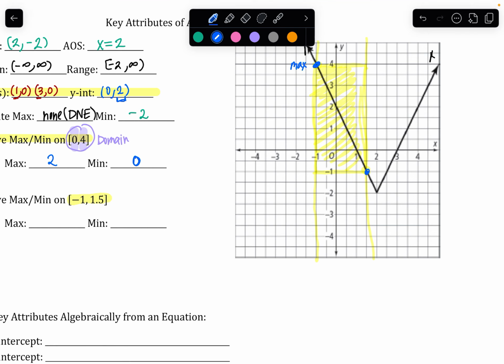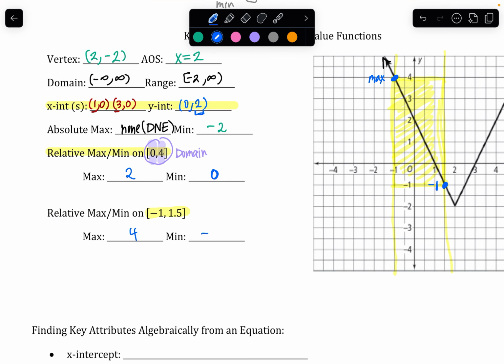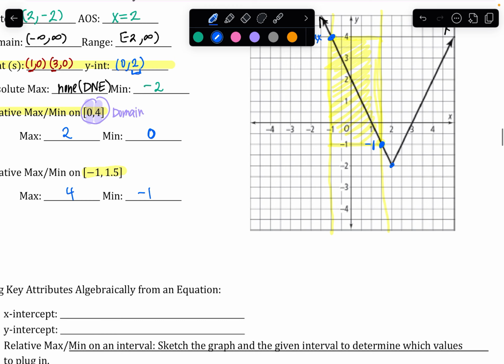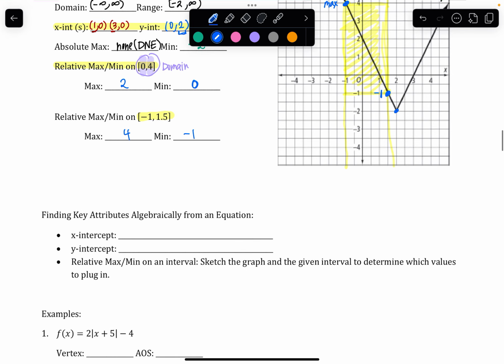And my minimum is -1. And so it's important to know where your vertex is on this interval. Sometimes it's the endpoints of your interval. Sometimes it's the vertex. And so that's why we're going to need to be sketching this.